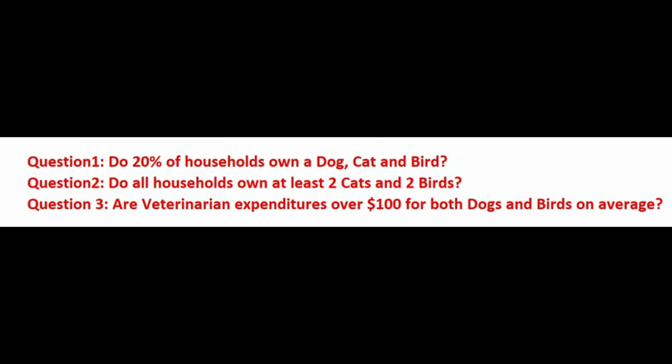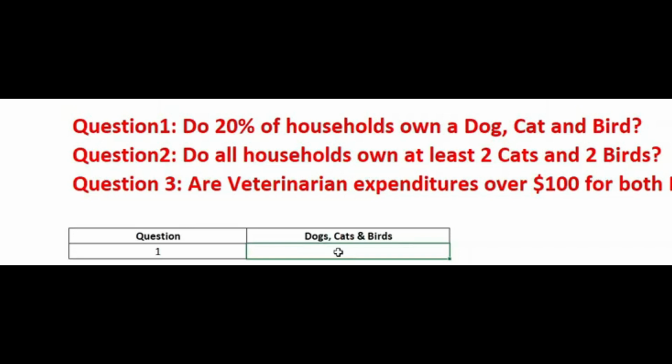Alright, question 1. Do 20% of households own a dog, cat, and bird? I purposely wanted to do this one first because it has 3 logical statements that have to be tested in order for a true outcome to be returned. If all 3 of the logical tests are not true, then the entire if-and function will be false.